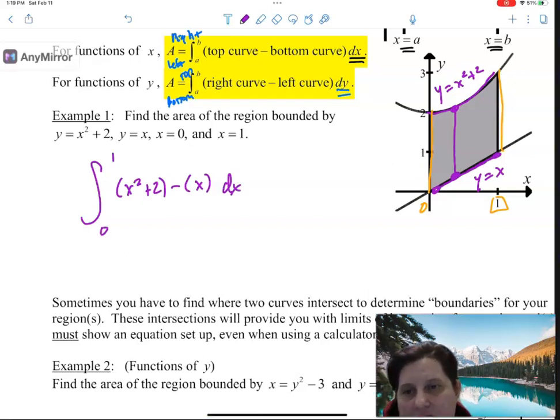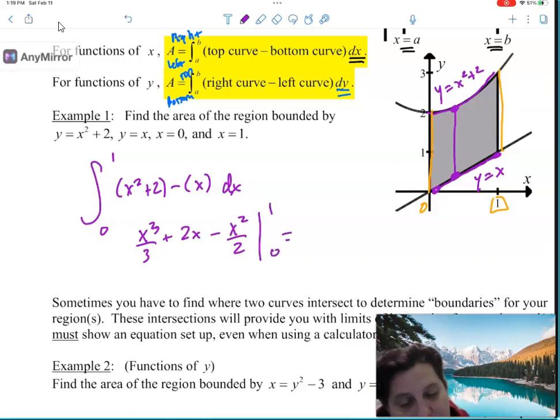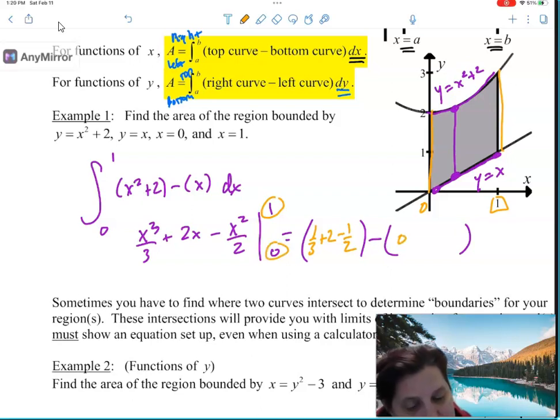And I just go ahead and integrate this. I can't combine anything on the inside, so I'll go ahead and do this. The integral of x squared is x to the third over 3 plus 2x. The integral of x is x squared over 2. I'm evaluating that from 1 to 0. So when I do top minus bottom, when I plug that in, I get 1/3 plus 2 minus 1/2. And then 0 plus 0 minus 0.